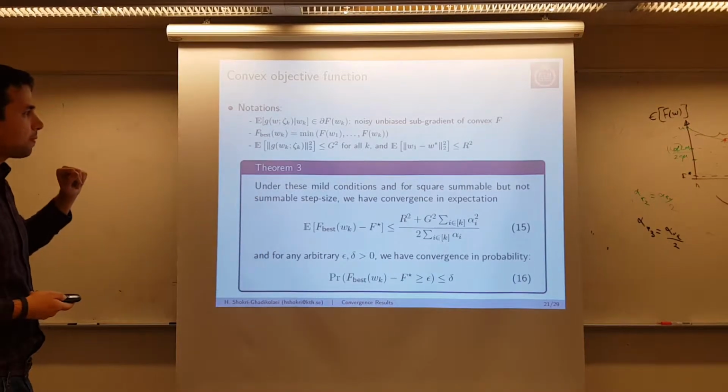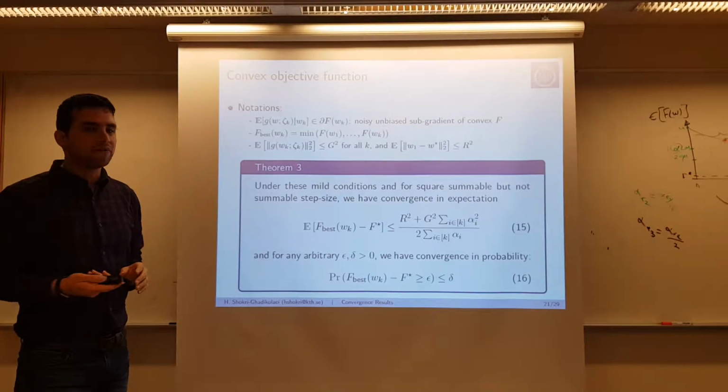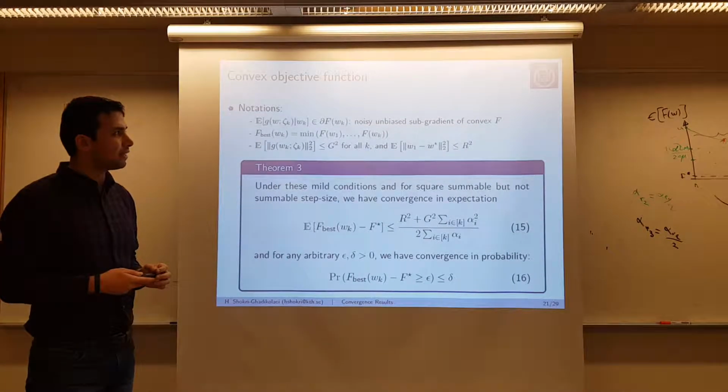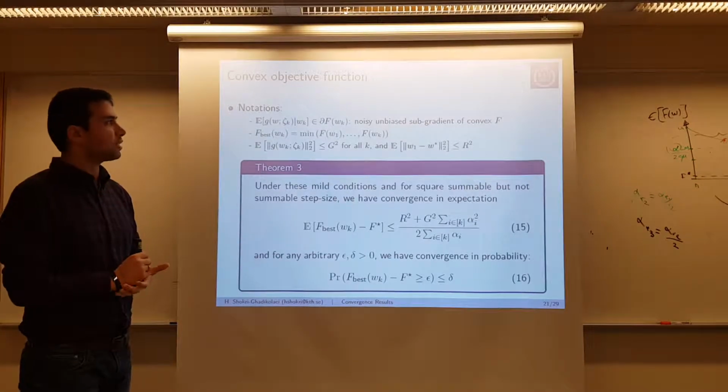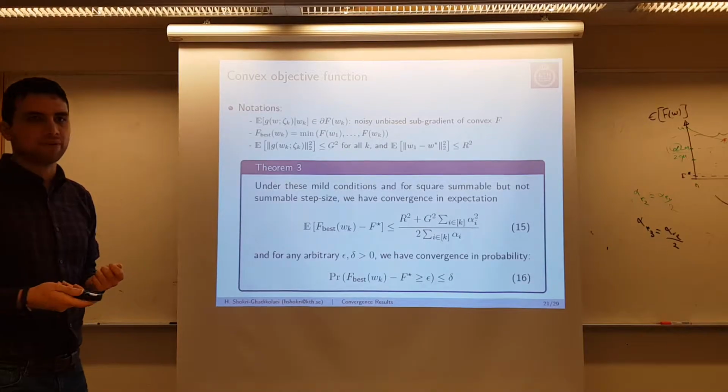So let's see. Again, it's not for a strongly convex function. Now we relax the strongly convex assumption, and then we relax even having the actual gradient. We just assume that this g function belongs to a set of unbiased subgradients of f. Okay.